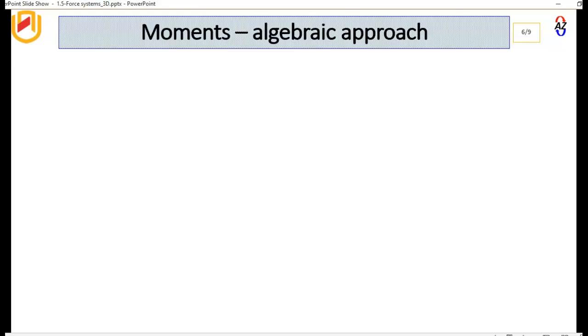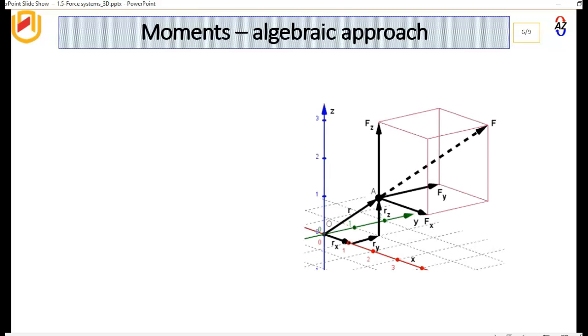Now let's use the algebraic approach. So in the algebraic approach, we have this system here. This is our force F. It's got components Fx, Fy, and Fz. We are taking the moment of this force F about this point O here. And then the vector from O to A is this R here. But what we have to do in the algebraic approach is to split this R into its components Rx, Ry, and Rz, and then calculate the moment.